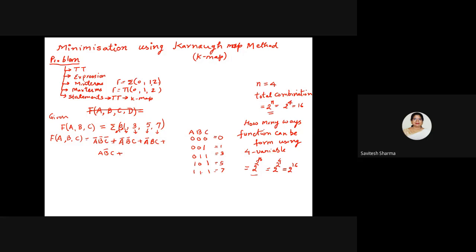this. So what I wrote here are the decimal equivalents and I converted these decimal equivalents into binary. What I am actually telling you is how to convert minterms into the expression.